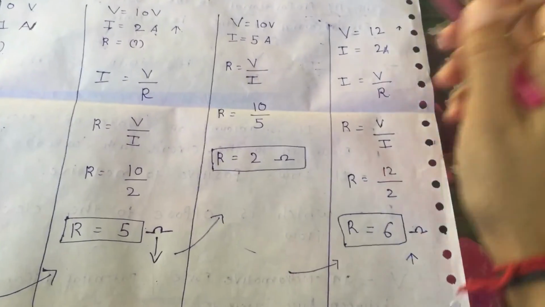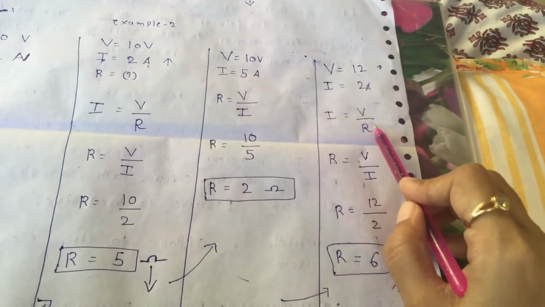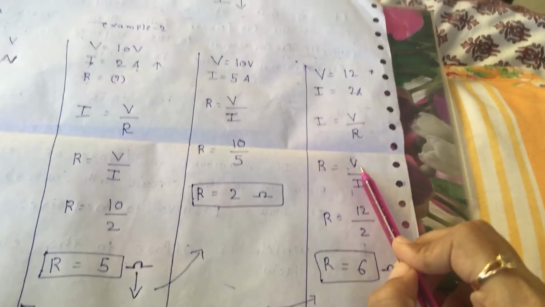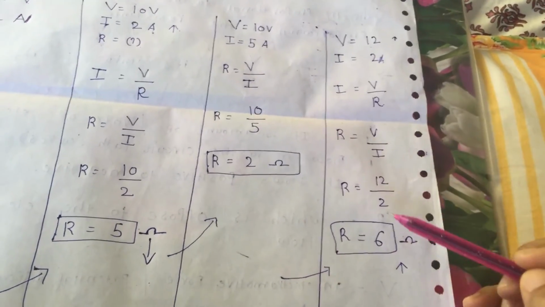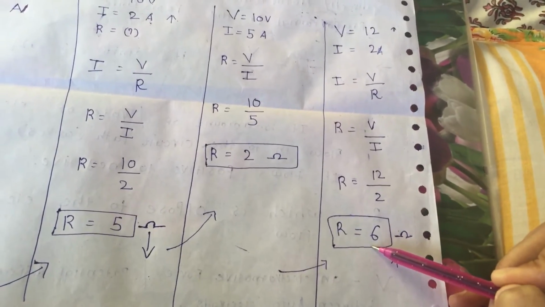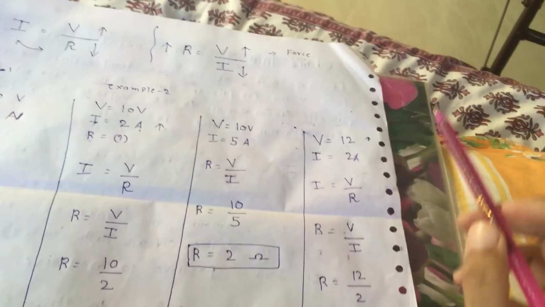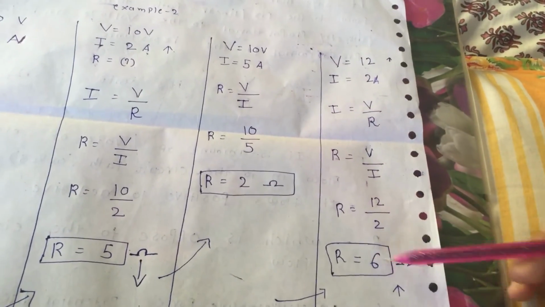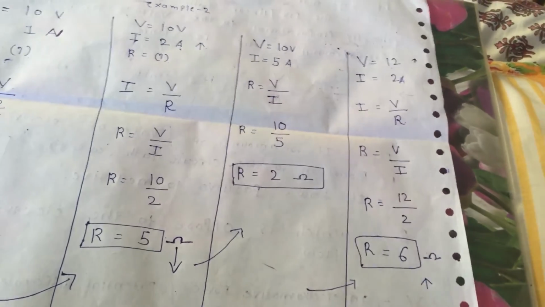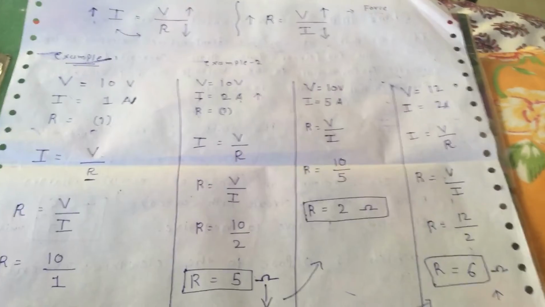Now let's see. Next, I'm going to increase the voltage. Then V by I: V is equal to 12 volts and I is equal to 2 amperes. Then what happened? Resistance is increasing. So you know that if resistance increases, then voltage increases. So you know the proof: if voltage is going to increase, then resistance is also going to increase. Okay, now you know the concept of Ohm's law.